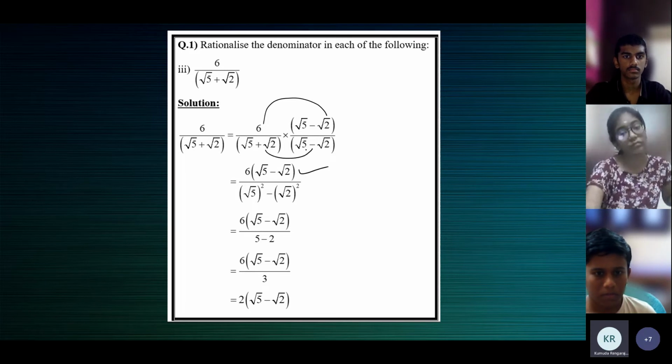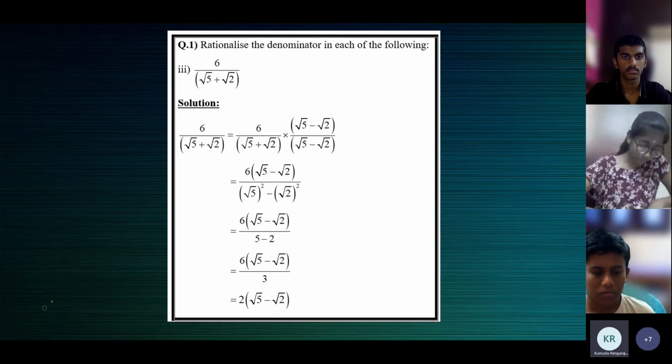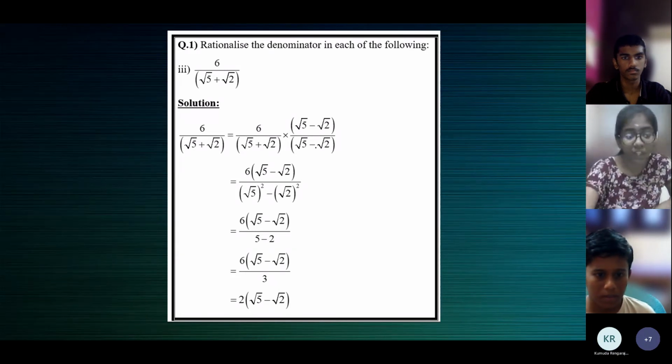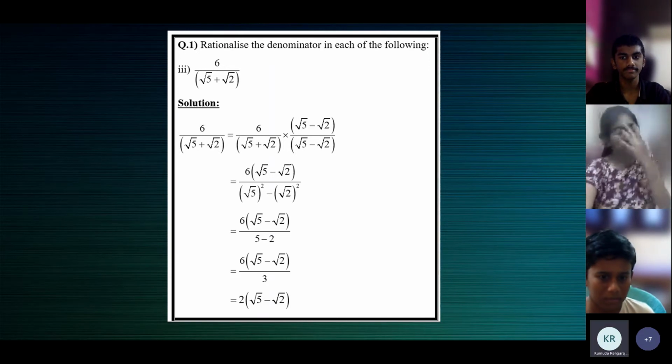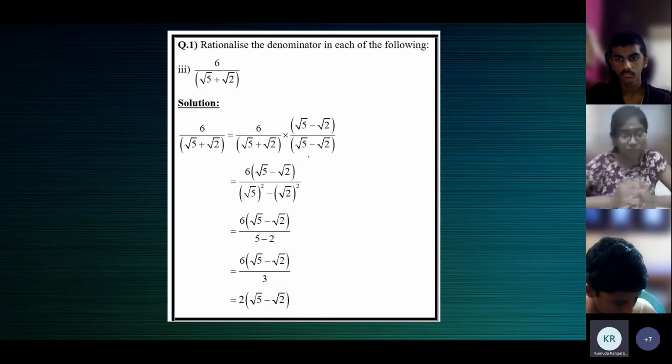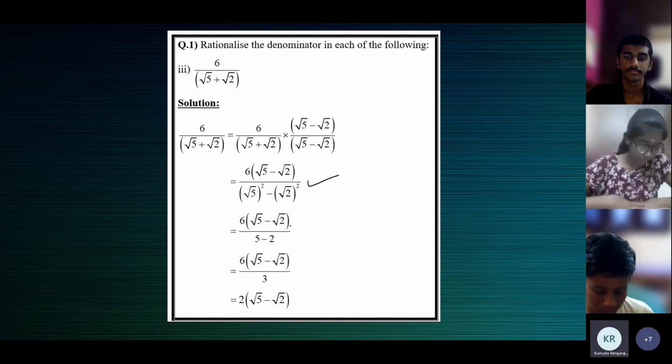And when you multiply the denominators, clearly they are of the form a plus b into a minus b. Because you can see that in both the brackets, the terms are the same, root 5 and root 2. Just that they are separated by a plus and minus sign. Plus in the first bracket and minus in the second bracket. Am I clear and audible, children? Yes, ma'am. All right. So a plus b into a minus b is a square minus b square. That's what you see here.